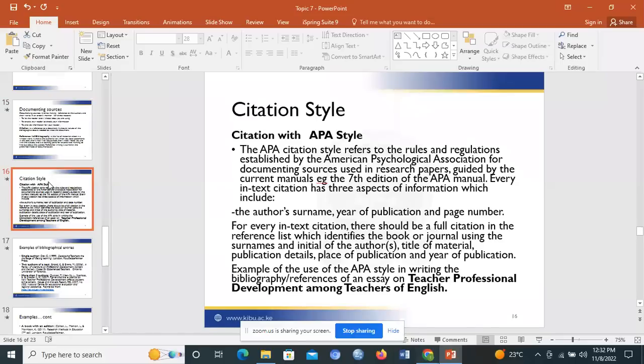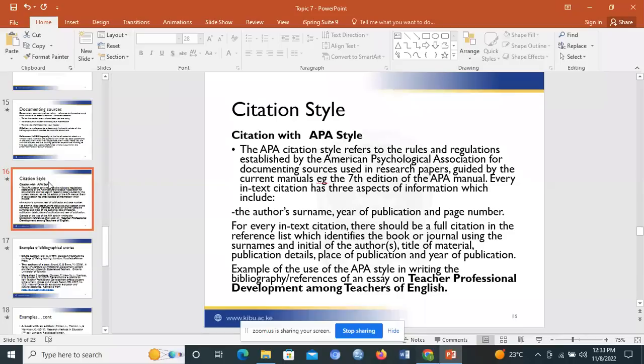Now we have a number of citation styles, but the most used is the APA. APA is short form for American Psychological Association. They came up with a citation style that provides rules and regulations that you can use in the process of citing materials or sources of your information. Currently, the APA is in its 7th edition.